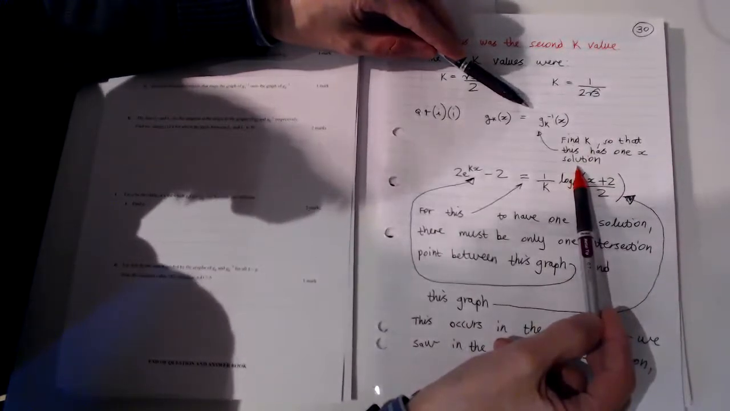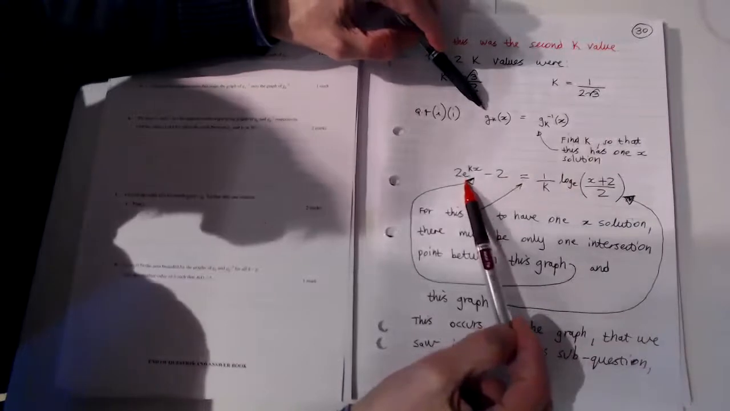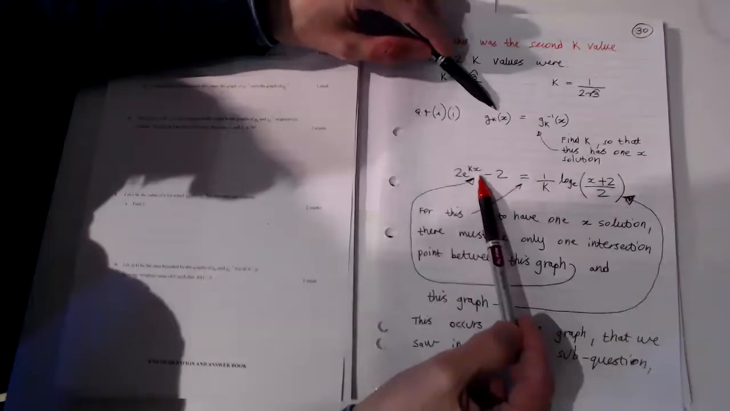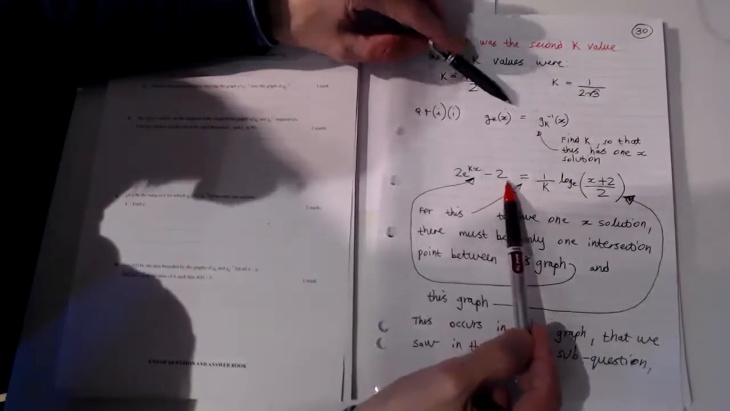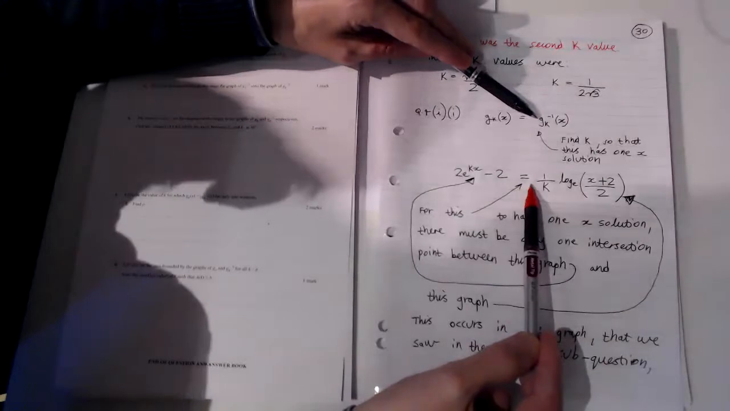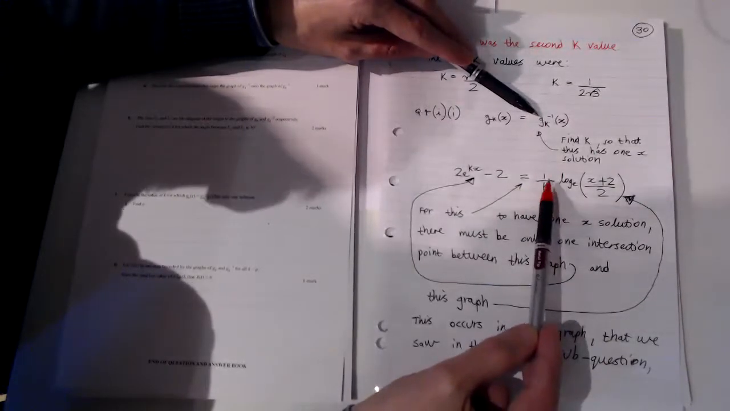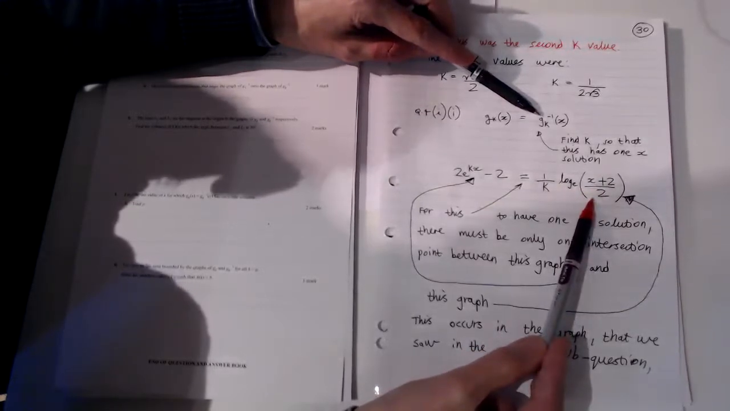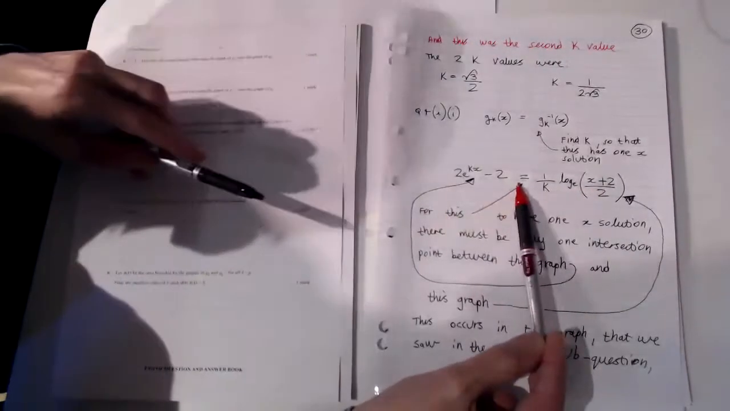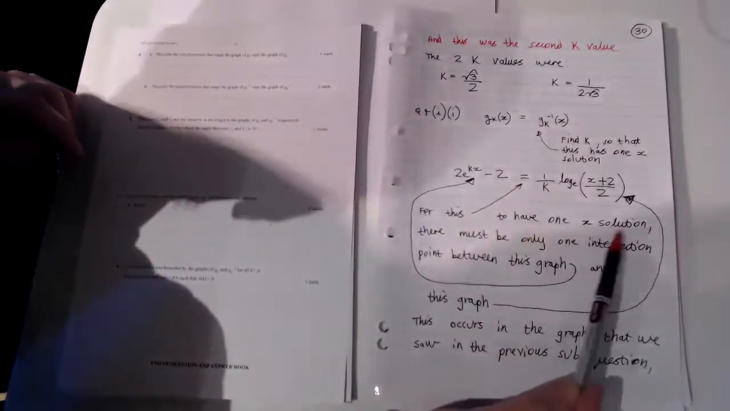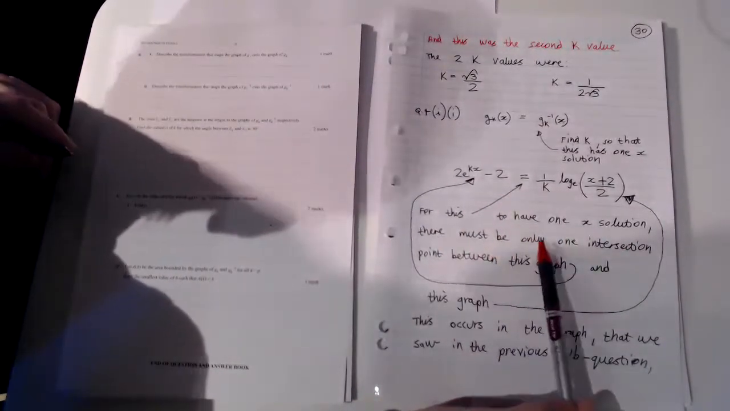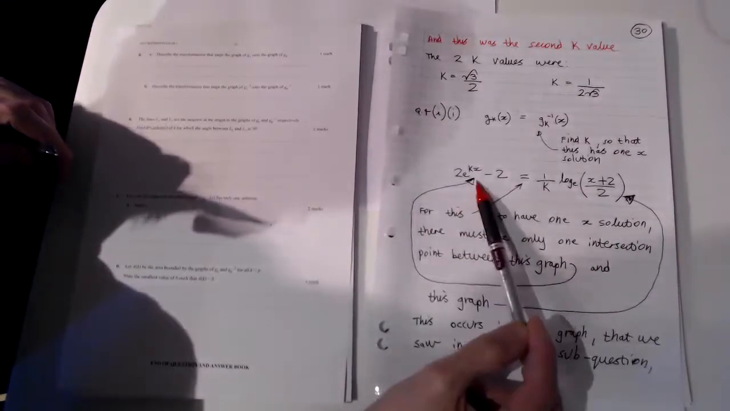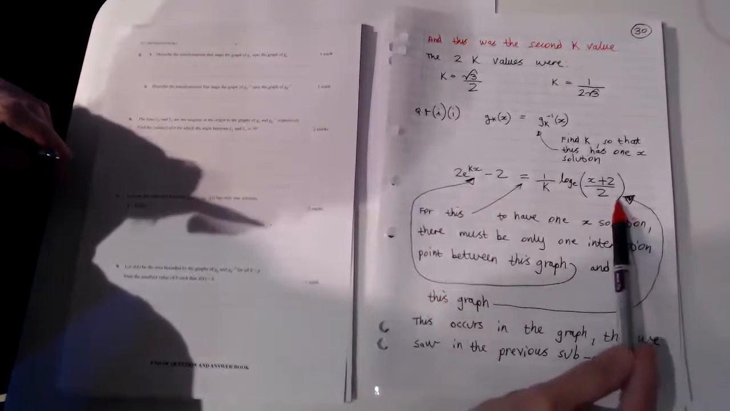How do you do that? Well, we saw earlier on that gk is 2 e to the power of kx minus 2. That's equal to gk inverse, which we saw earlier on was equal to 1 on k log e of (x plus 2) on 2. Now, for this whole equation to have one x solution, there must be only one intersection point between this graph and this graph.